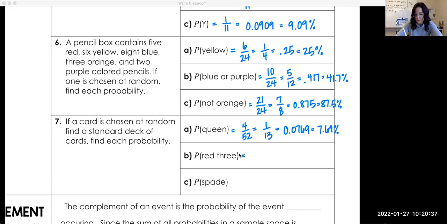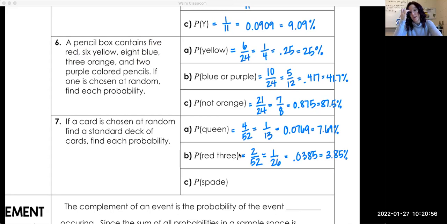The probability we pick a red 3: there are 2 3s in the deck of cards that are red. There is a 3 of hearts and a 3 of diamonds. That reduces to 1/26, which is a decimal of 0.0385 or 3.85%.